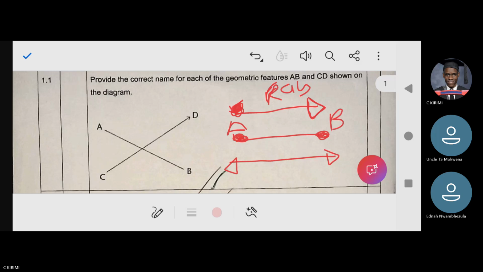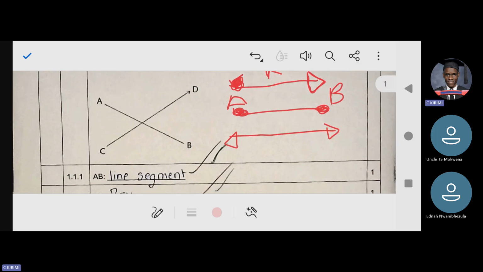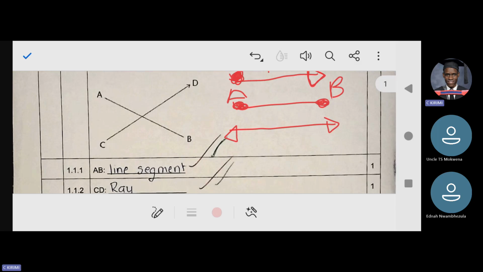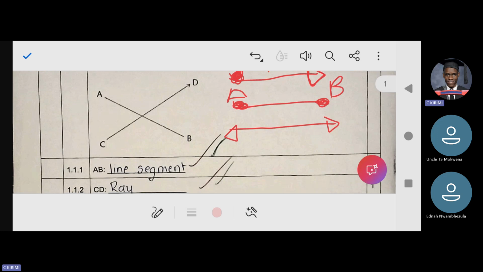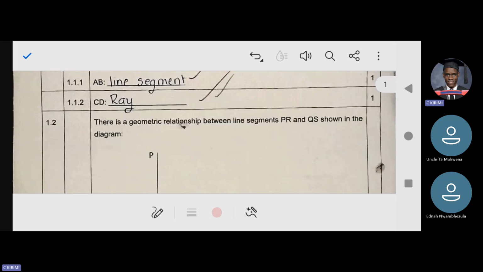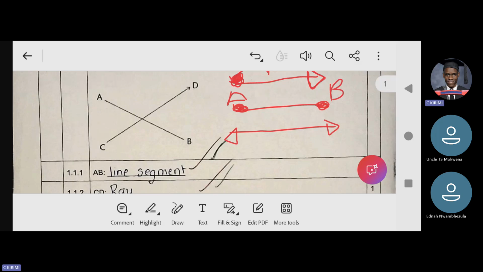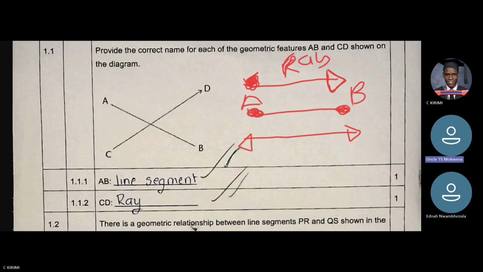So the trick was for you to identify which one is a line segment, which one is a ray. So AB is what we are referring to as the line segment. You know where it's starting from, you know where it's ending. But for CD, it has an arrow there. It tells you that that is not a straight line, because a straight line has two arrows on both ends, which means it's a ray, which has a definite starting point and no definite end point. Any question there, class? If you want to ask something, Motus. So we are fine. I'm fine.